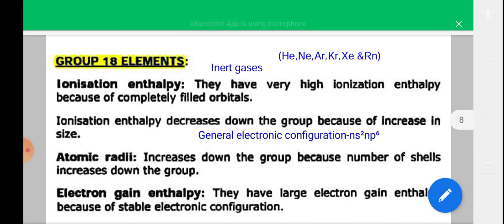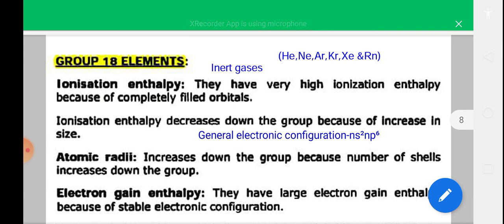Now see group 18 elements, that is inert gases or noble gases. The elements are helium, neon, argon, krypton, xenon and radon, and their general electronic configuration is ns2np6. They have a fully filled electronic configuration, and that's why noble gases are very inactive, very inert. They do not generally form compounds with any other element. But xenon can form compounds with fluorine or oxygen.